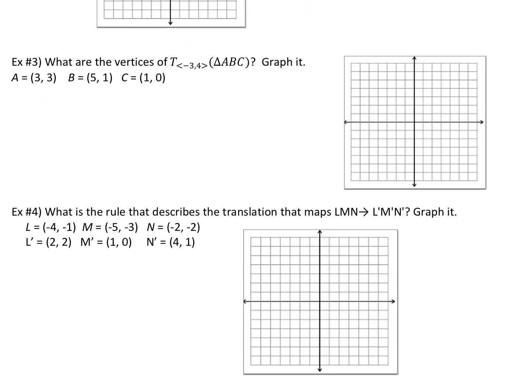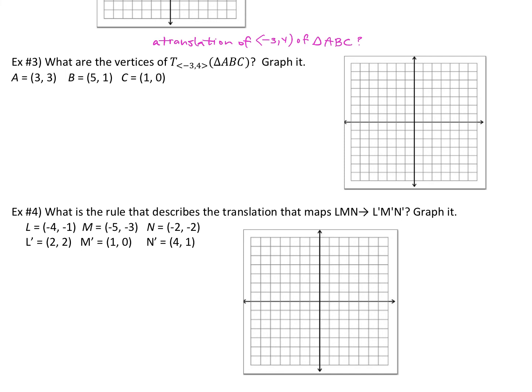Example 3, it says, what are the vertices of, and now I'm just going to write this so that you see how to say this, right? What are the vertices of a translation, T is always translation, of negative 3, 4 of triangle ABC. So it says, what are the vertices of a translation of negative 3, 4 of triangle ABC?